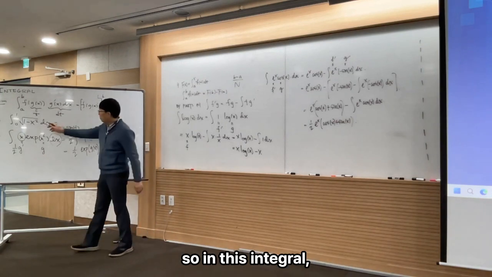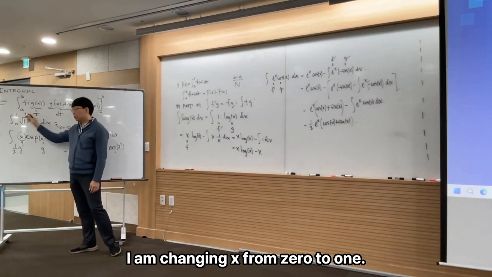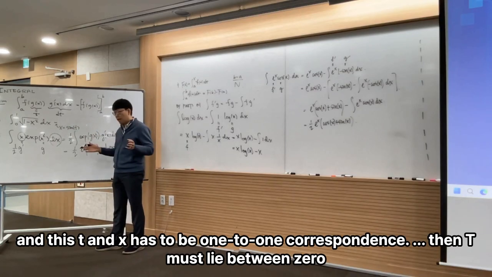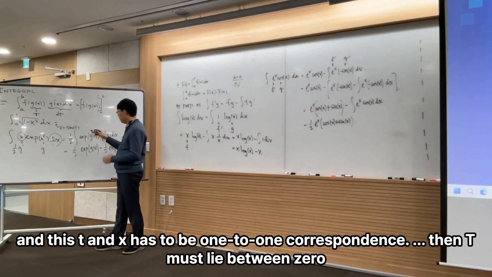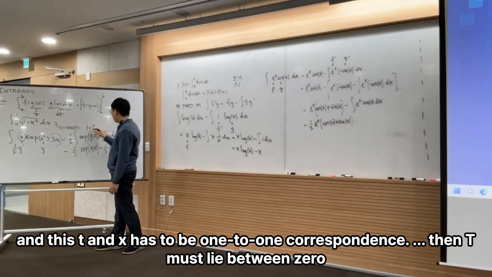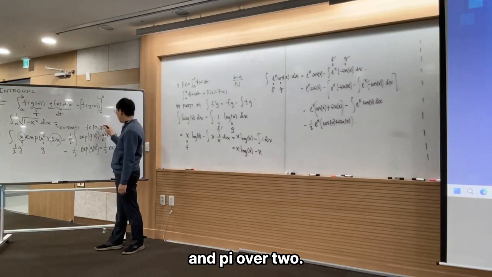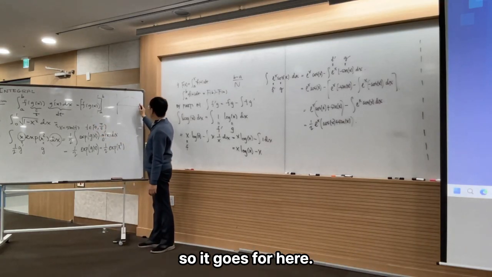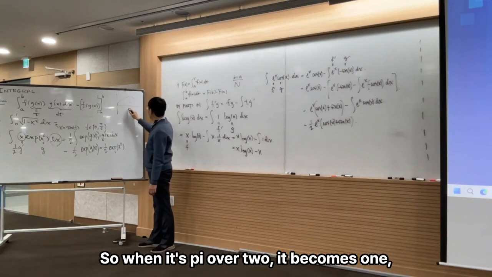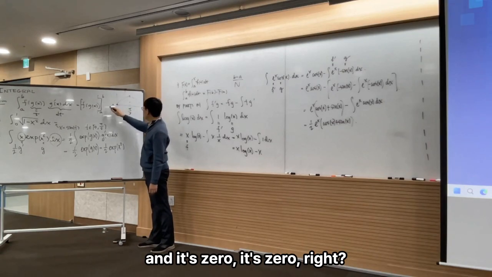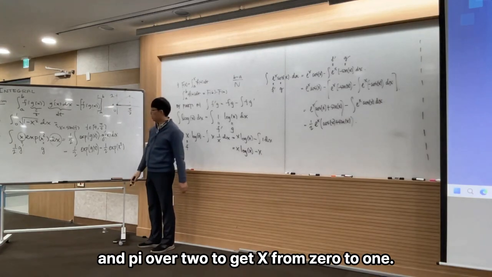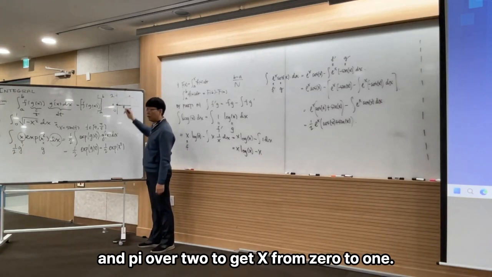So in this integral, I am changing x from 0 to 1. If x is sine t, and t and x have to be in one-to-one correspondence, then t must lie between 0 and pi over 2, because the sine function looks like this. So when t is pi over 2, it becomes 1, and at 0, it's 0. So t must range between 0 and pi over 2 to get x from 0 to 1.